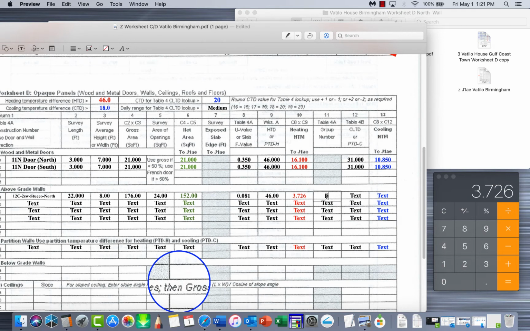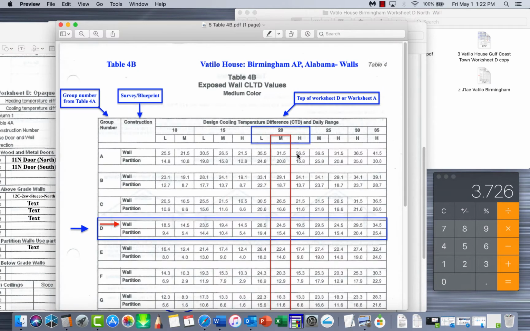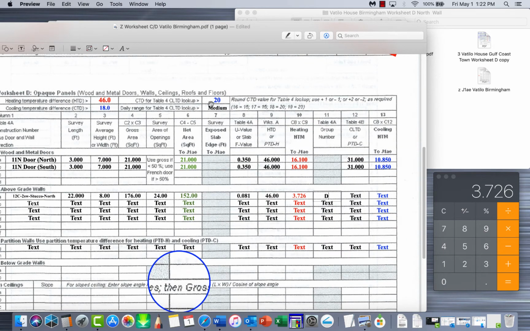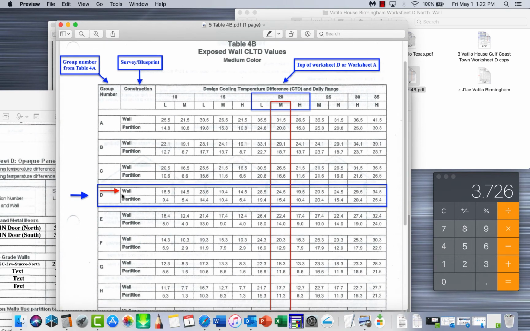So D. Now, moving on to the next one. This is going to go to table 4B, your CLTD or PTD-C. Alright, so we go to table 4B. This goes back to the CTD that we had for our place here, and we're looking at it, and it's 20. 20 is what our CTD is for looking up on table 4. So we're going to use 20 here, and it is a wall.